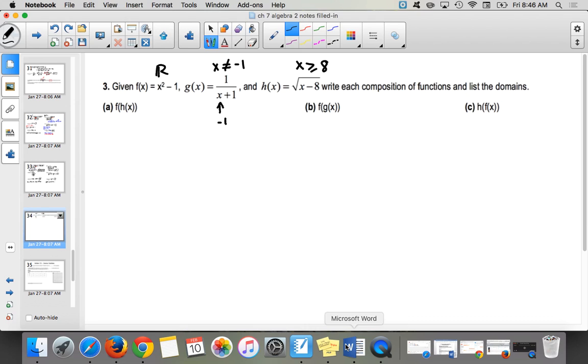All right, so those are going to come into play when we talk about the composition of these functions. Is this how it's always going to be? F is all real numbers, G is... No, it just depends on your function.